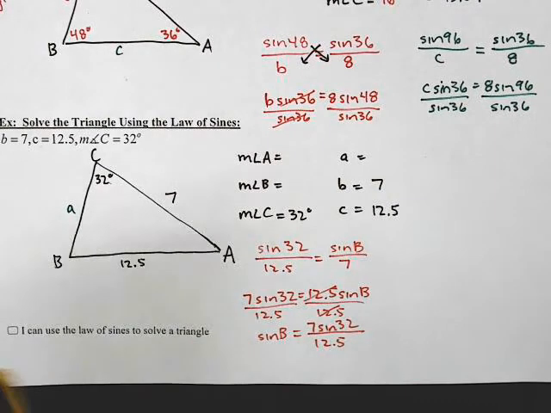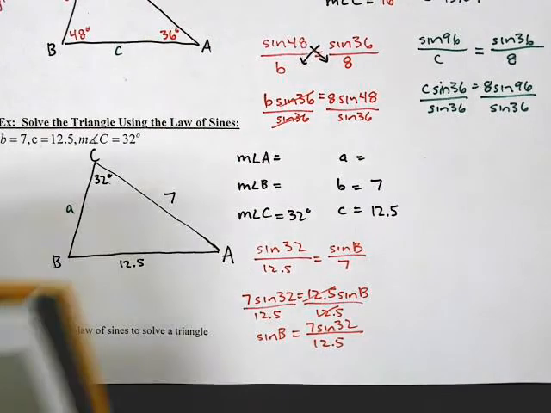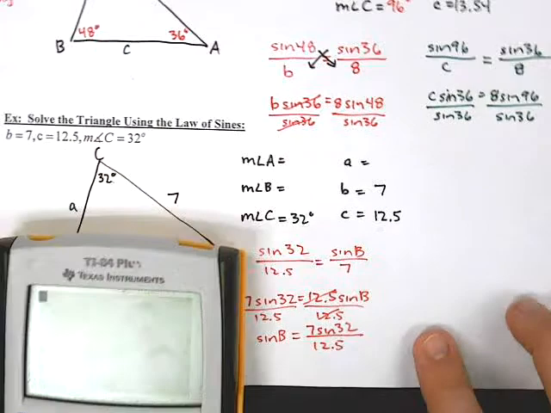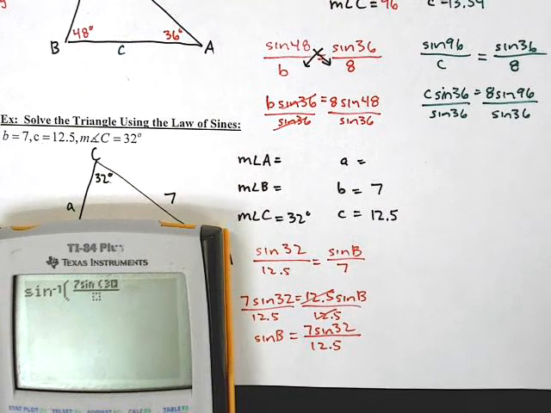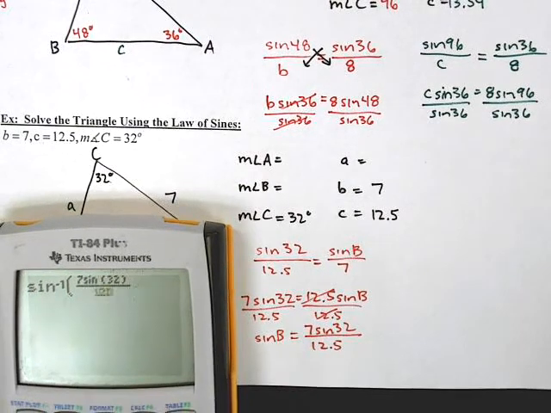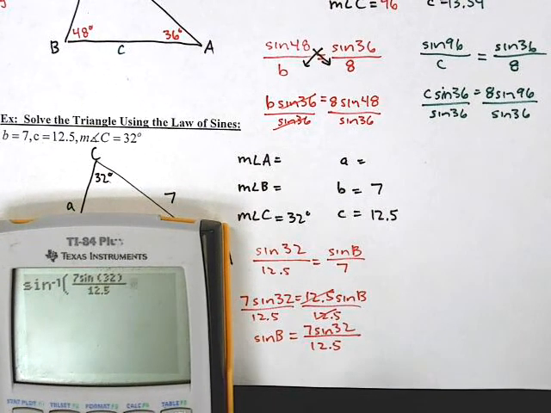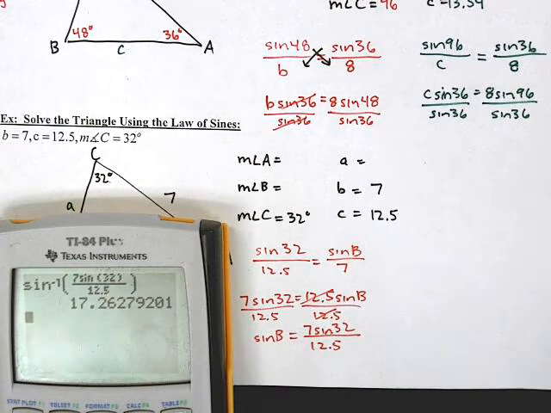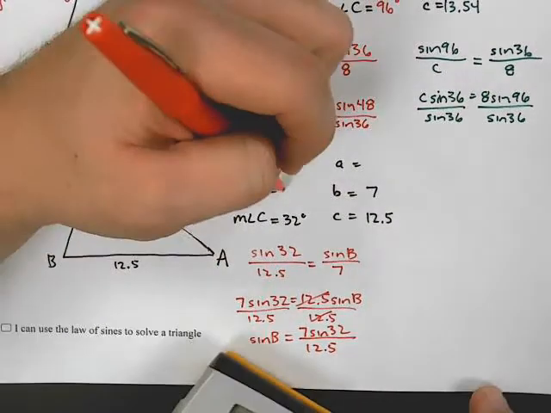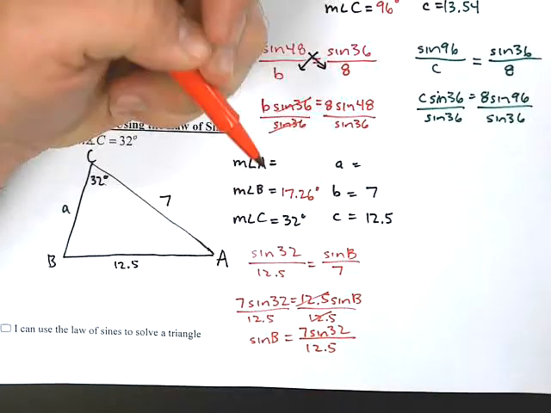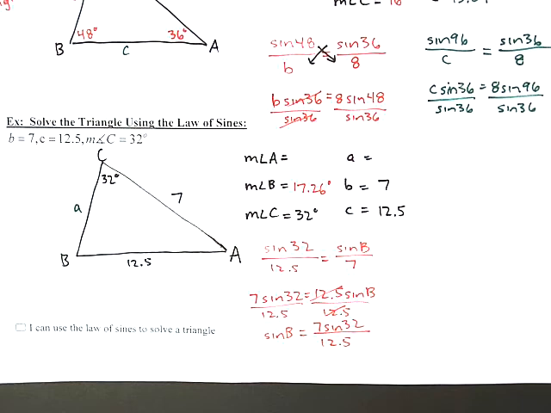So on a calculator, if we're solving this, we need to use the inverse sine function. And then we can go to our fraction bar, 7 sine 32 over 12.5. We can close it, and we get 17.26. So I'm going to write that for angle B, 17.26. All right, cool.